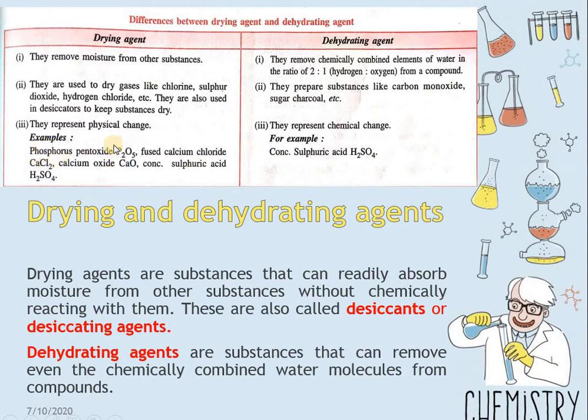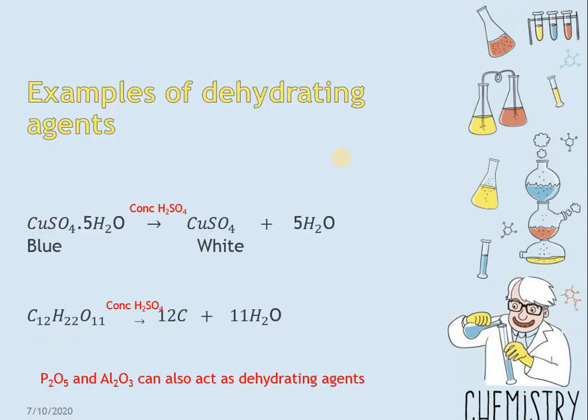Here some of them are drying agents, like phosphorus pentoxide, fused calcium chloride, calcium oxide, concentrated sulfuric acid. You have seen some of them are hygroscopic substances also, like calcium oxide, phosphorus pentoxide, concentrated sulfuric acid. Now for dehydrating agents, you have concentrated sulfuric acid, again phosphorus pentoxide, as well as aluminium oxide also. These are some examples of dehydrating agents.